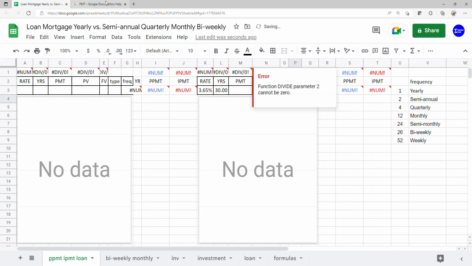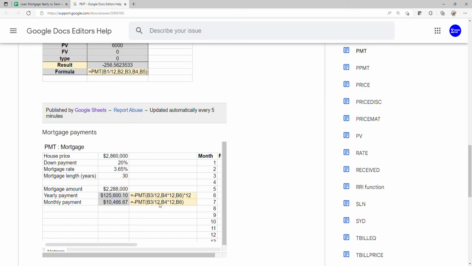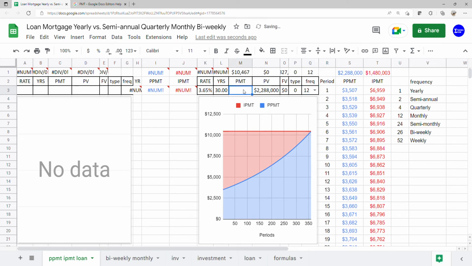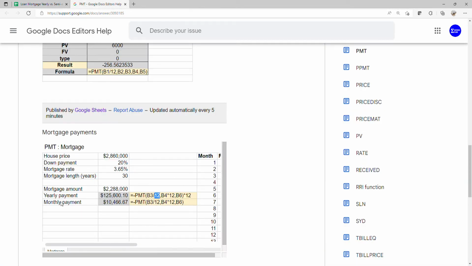And the frequency, this factor 12 here, that means it's monthly. You have the factor 12 in the calculations. So therefore this is monthly. So change it to monthly. And our monthly payment is equal to 10,467. And you want the yearly payment for that, so it is multiplied by 12. So 12 times the monthly payment.